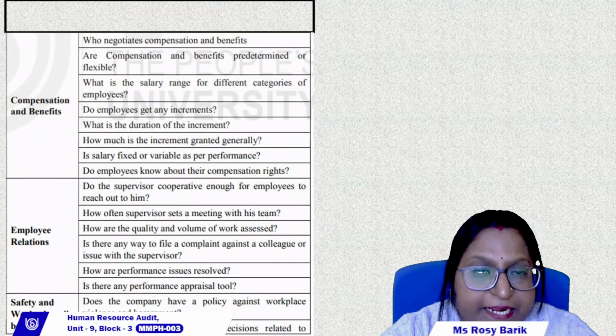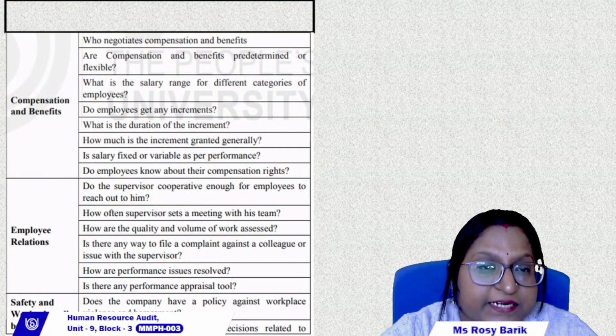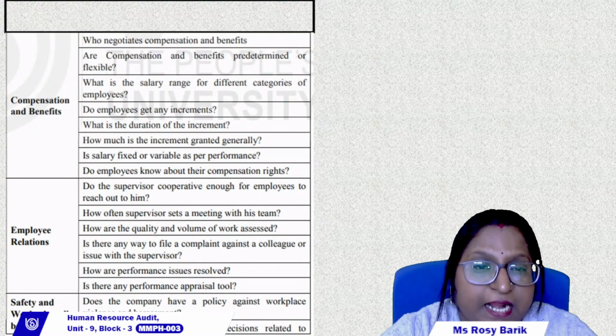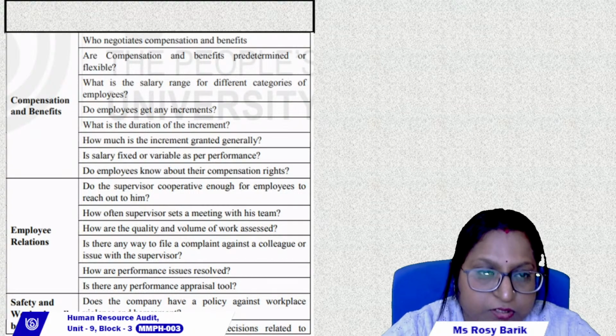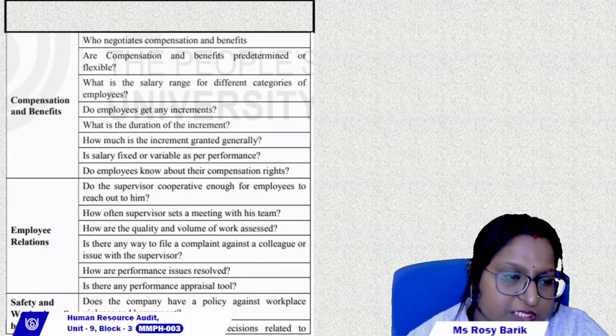What is the salary range of different categories of employees? Do the employees get any increment? What is the duration of the increment? How much is the increment granted generally? Is the salary fixed or variable for the performance? Do employees know about their compensation rights? So these are all the compensation and benefits related questions.